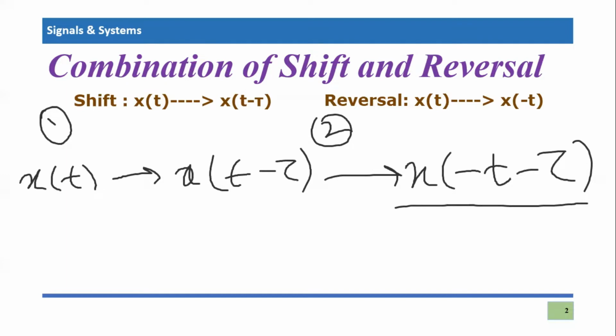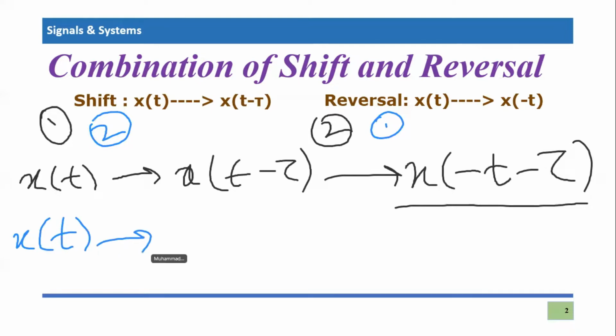And if we choose the reverse order, what is going to happen? In reverse order, first of all, we will apply the time reversal, and then we will apply the time shift. First of all, the signal is x of t. If we apply the time reversal, it will become x of minus t.